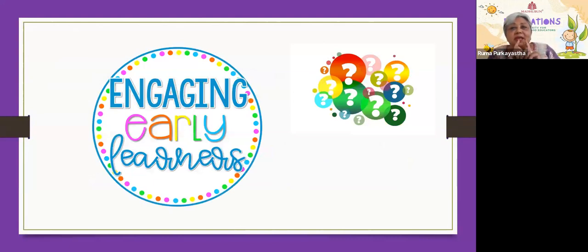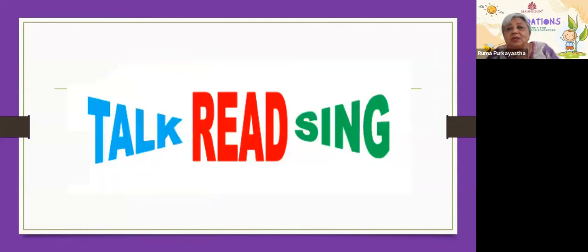Before I close and I open up to questions, engaging early learners. There's only one mantra which I found and I believe in and I want to share with you. Talk, read, sing. Make your classes full of life. Make your classes fun. Give them room to explore, imagine, make mistakes. They learn by mistakes. We've all made mistakes. We still make mistakes and learn. Even with all my gray hair, I still make mistakes, but I'm learning.